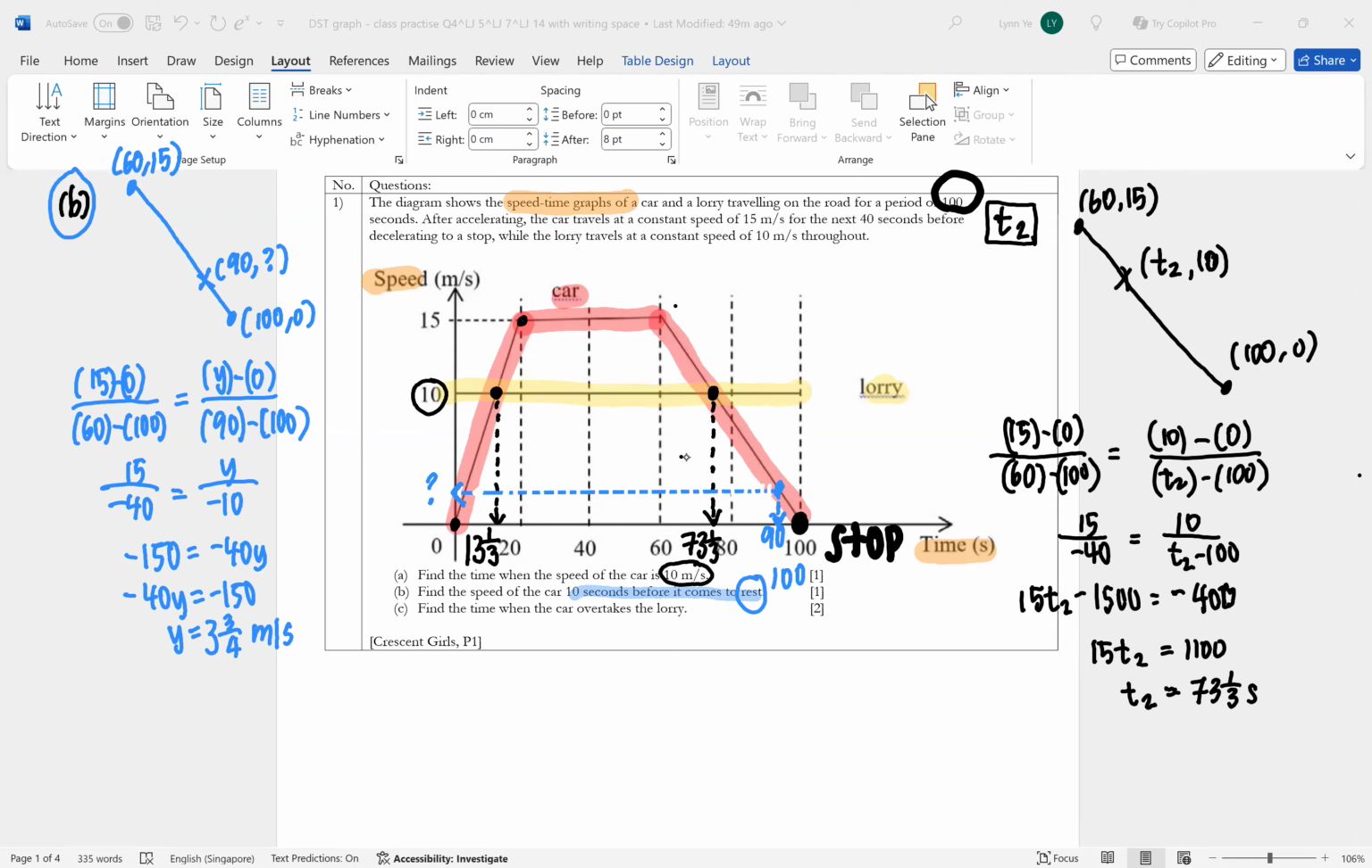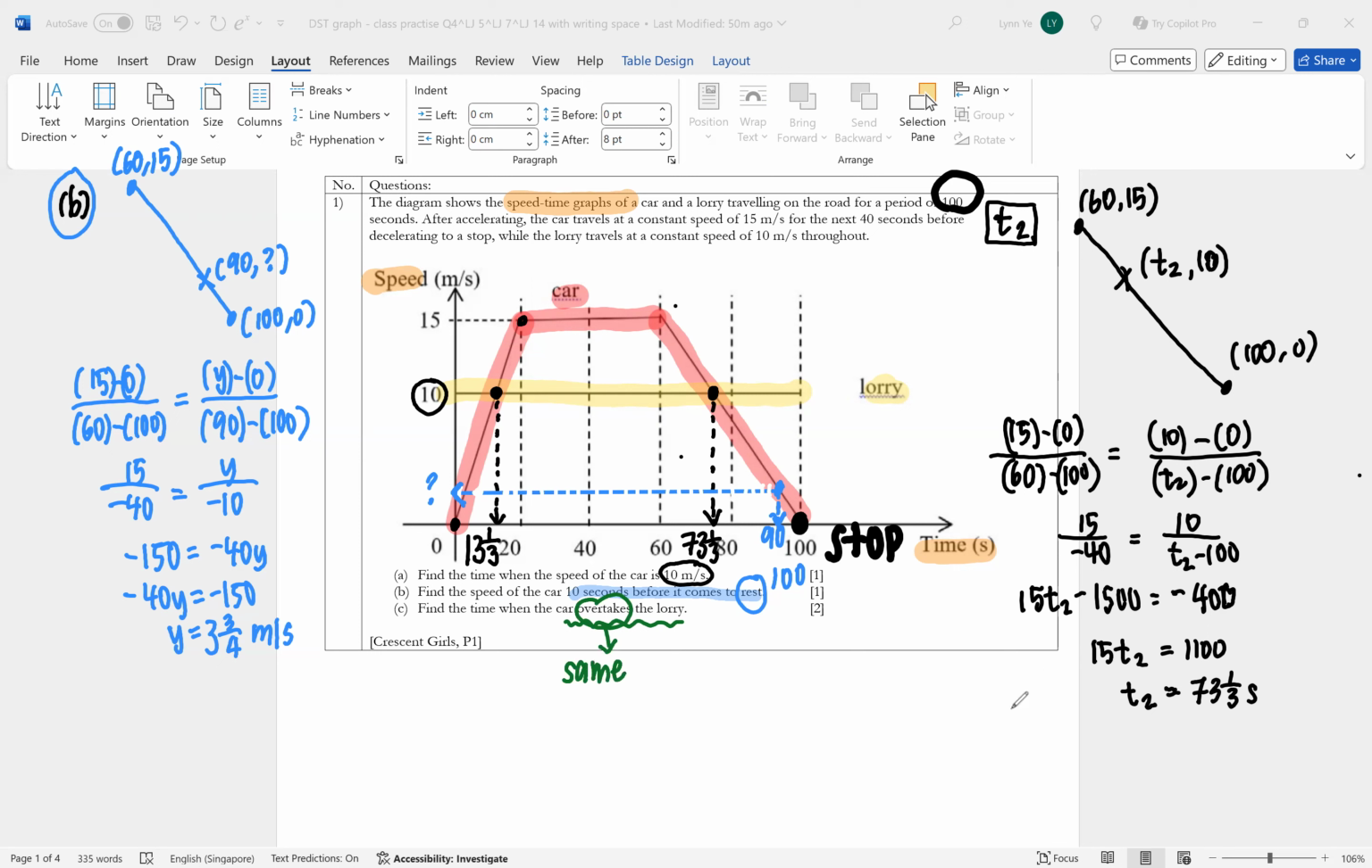So right now, question number C. Please take note, okay? I don't want anybody to make this mistake because question number C is a very typical exam question. The keyword is the car overtakes the lorry. Now, the moment you see the keyword overtake, what does that mean? What is the same?